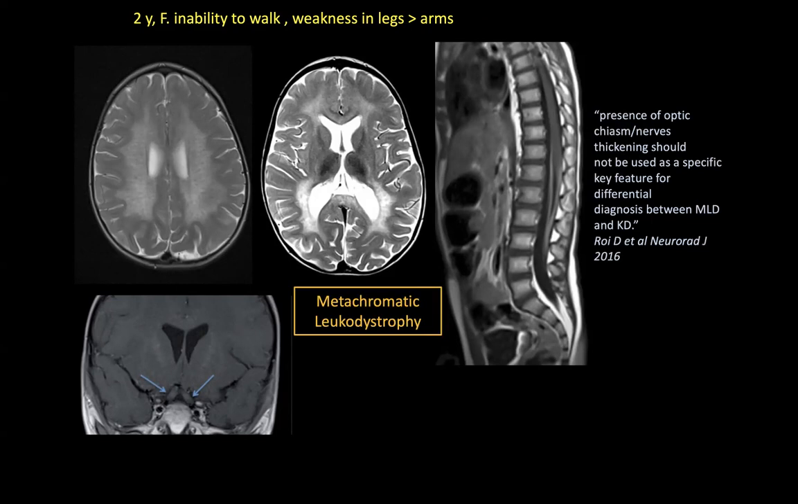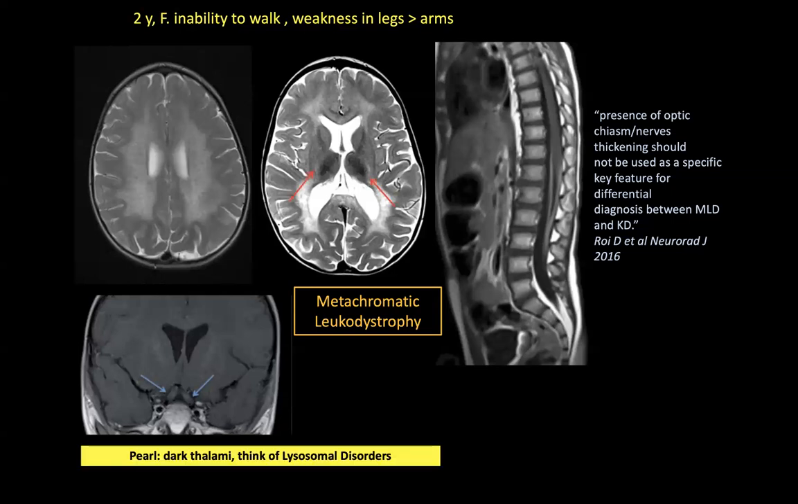So remember that this combination of thyroid pattern, enhancement of the nerves, thickening of the optic nerves, and dark thalami, look at this case, also dark thalami, are typical of either metachromatic leukodystrophy or Krabbe. When you see dark thalami in general, think of lysosomal disorders.